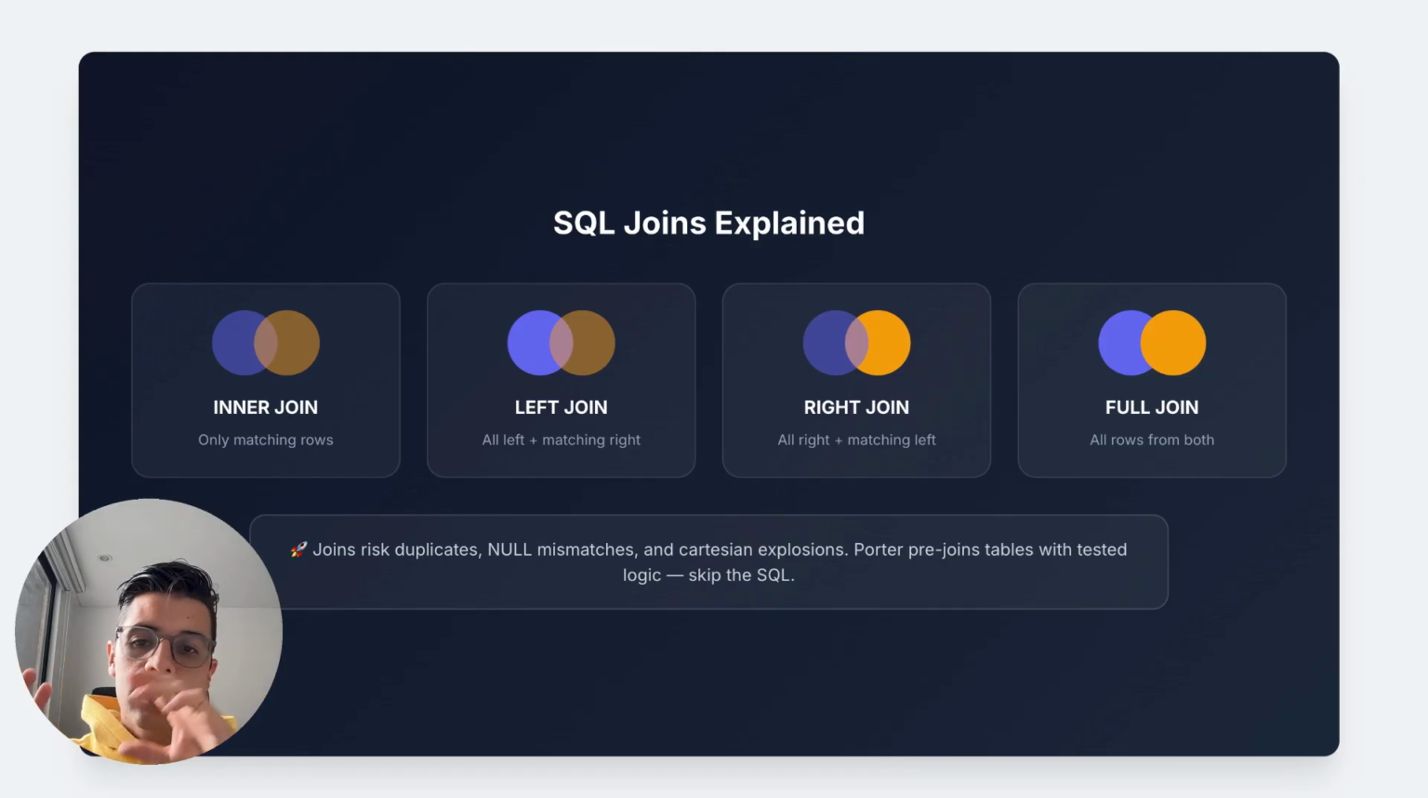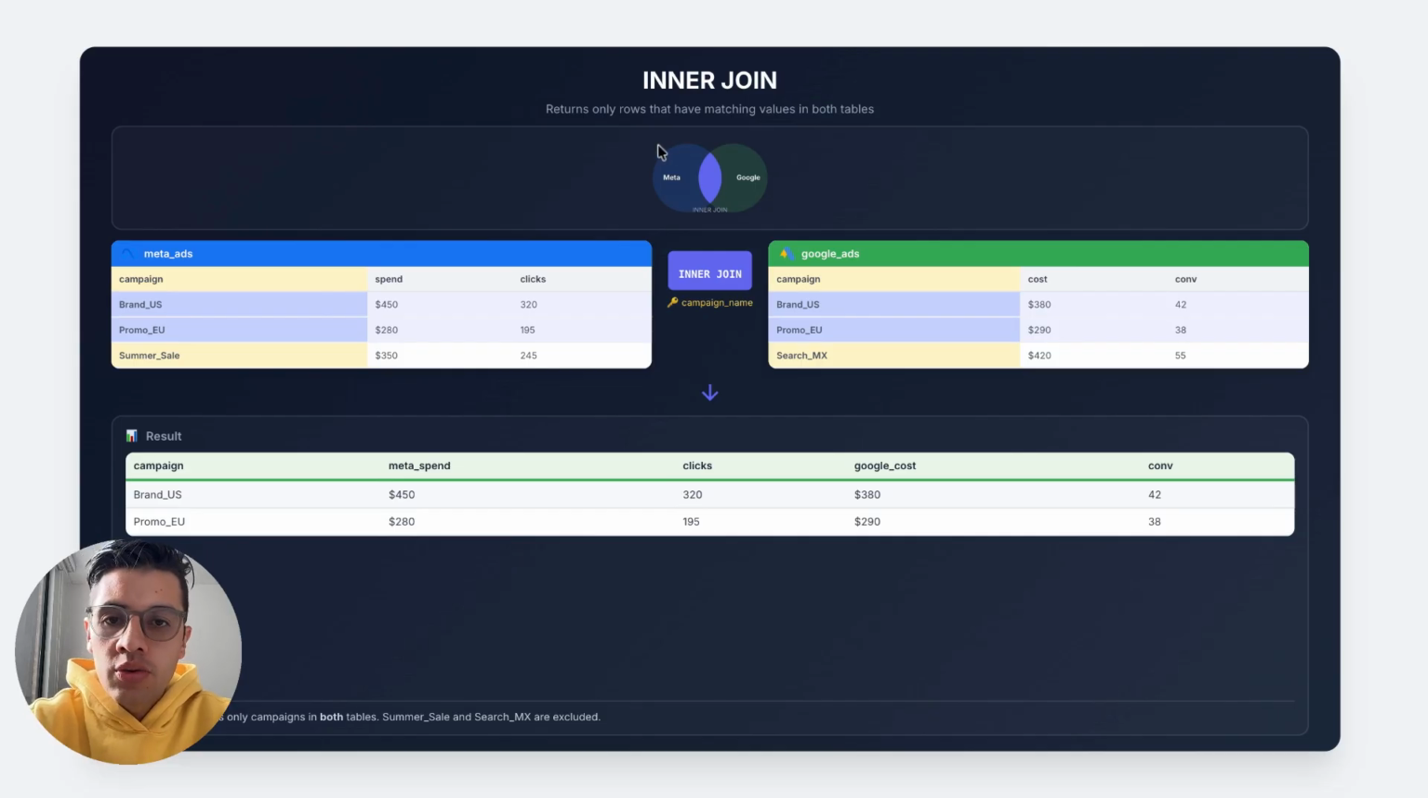Now let's see each join with a real example, so it's a lot easier for you to understand what we are actually doing. First, let's take a quick look at the layout of the slide. Here at the top, we have the Venn diagram explaining what the inner join is. In the middle, we're going to have our two tables that in this case are going to be Meta Ads and Google Ads. And here at the end, we have the resulting table from merging both of them.